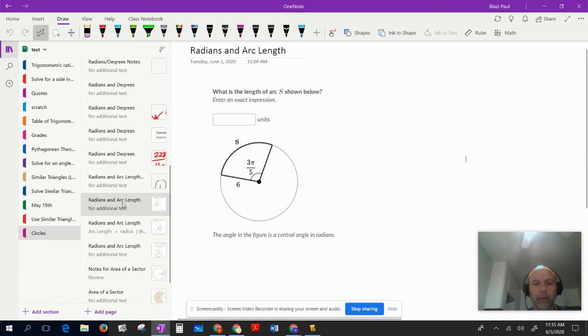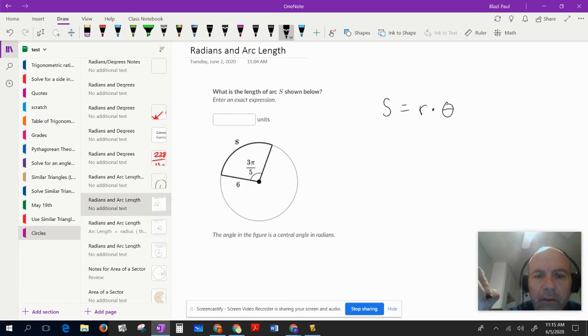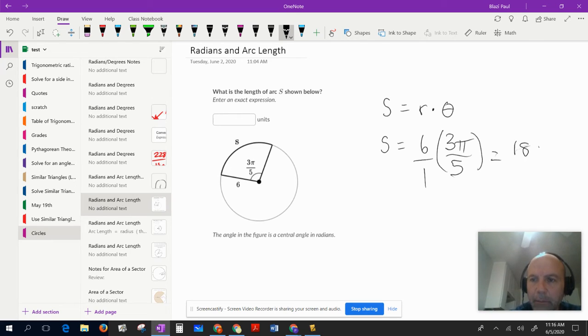Radians and arc length. Here we go. So here is the formula. S equals the radius times the central angle. So this one's going to be pretty straightforward. S equals, the radius is 6, and you can see that my central angle is already written in radians. So that makes life a little bit easier. So it's just 6 times 3 pi over 5. Multiplying fractions, this is 18 pi over 5.